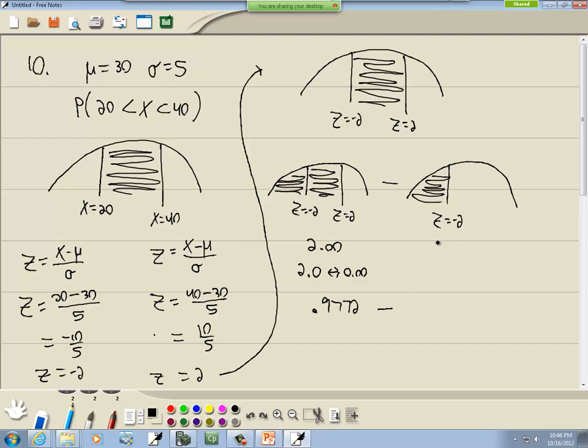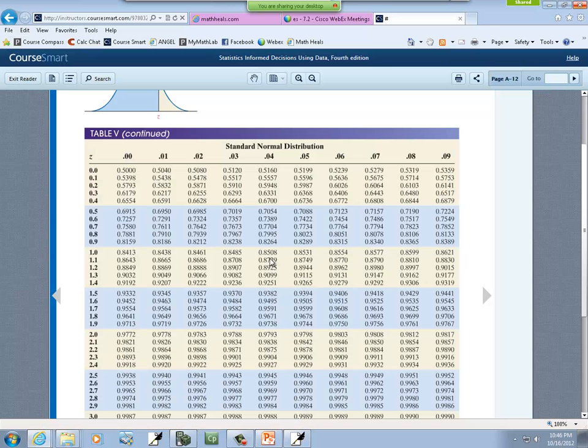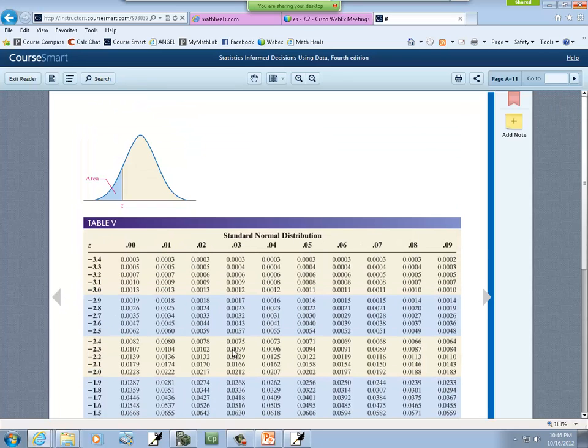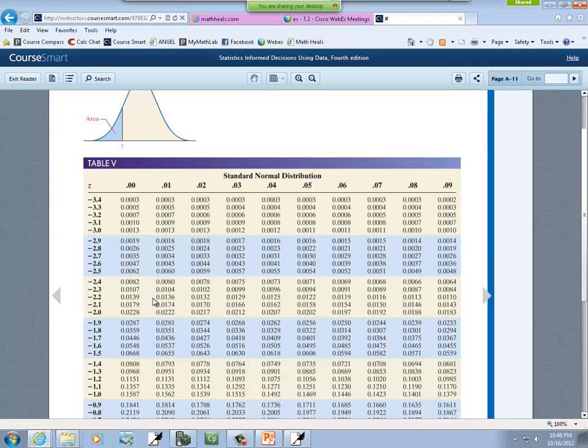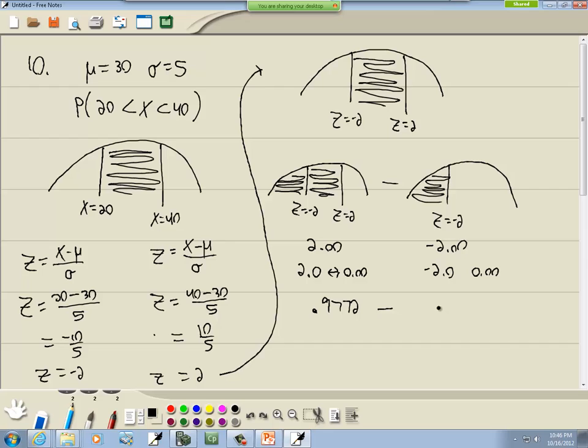Now this one here, this is -2.00. So I'm going to look up -2.0 and 0.00. Again, we're not thinking of like adding these, just splitting it up. This is our tens place, this is our hundreds place. So come over here. -2.0 would be right here, and then the hundreds place of 0 would be here. So that's 0.0228.